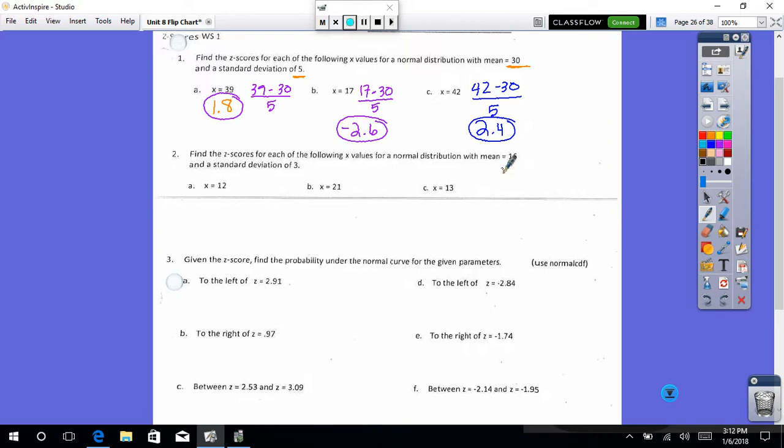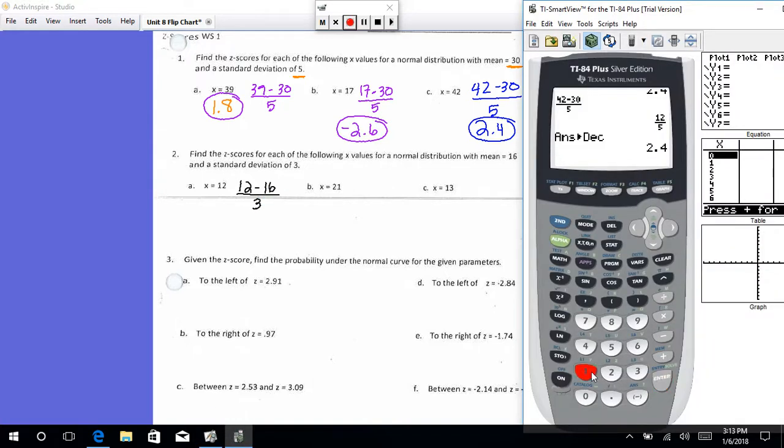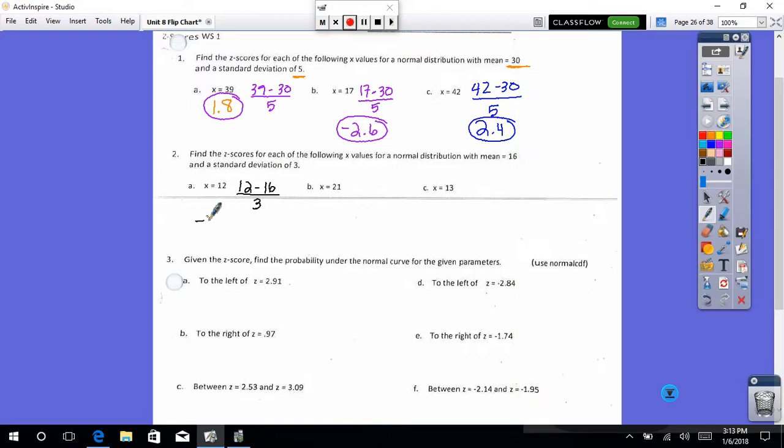Okay, this one we have a different average and a different standard deviation. To find the z-score, it's not going to change. 12 minus our average divided by the standard deviation. So we have a z-score of negative 1.33.